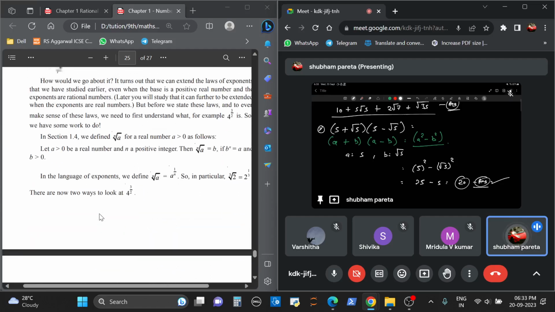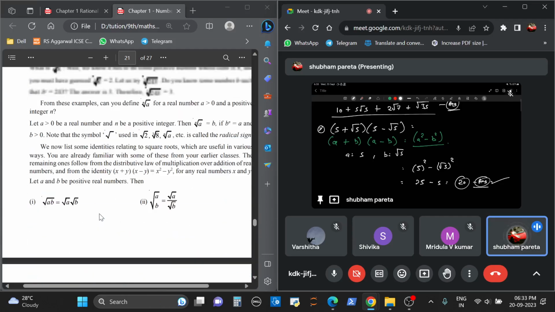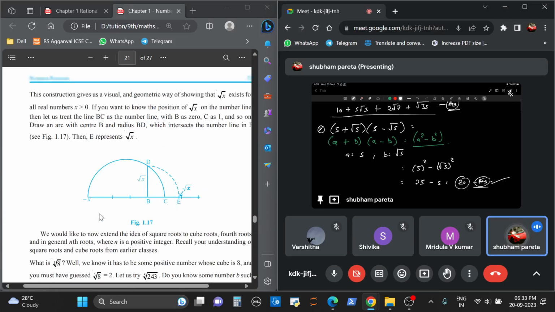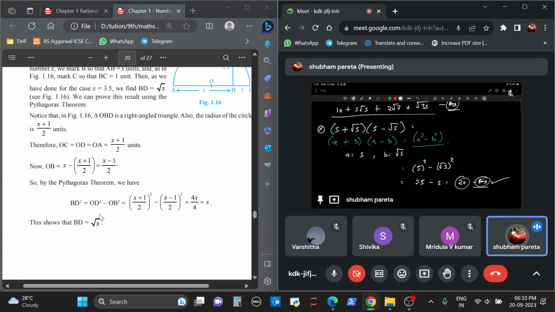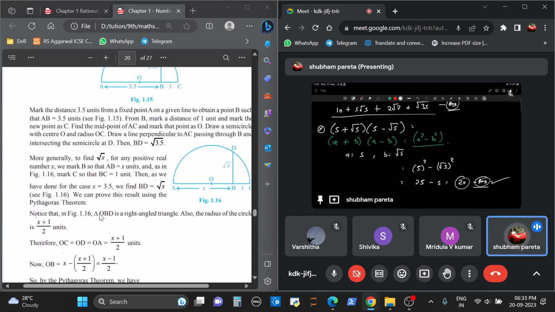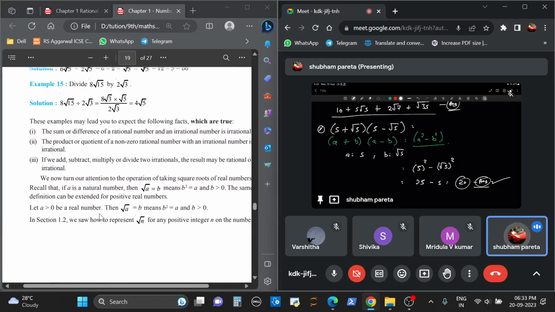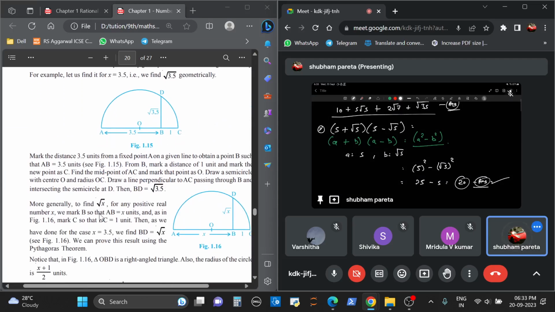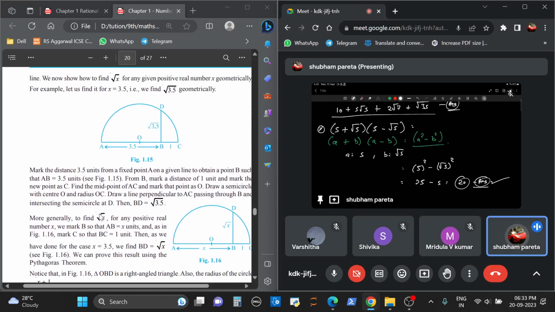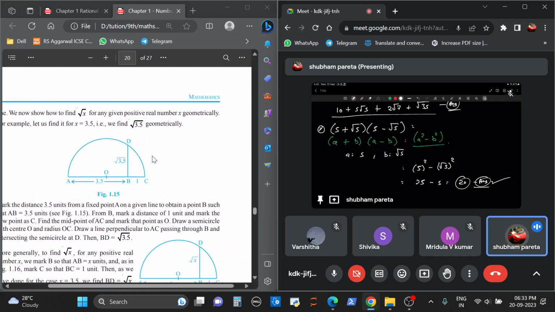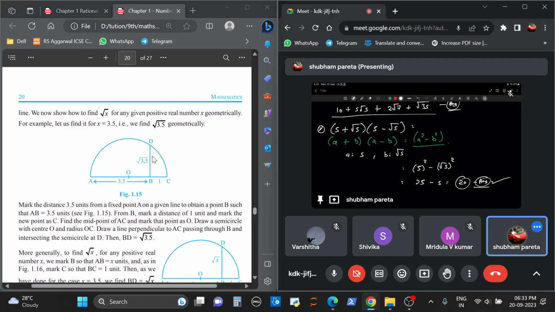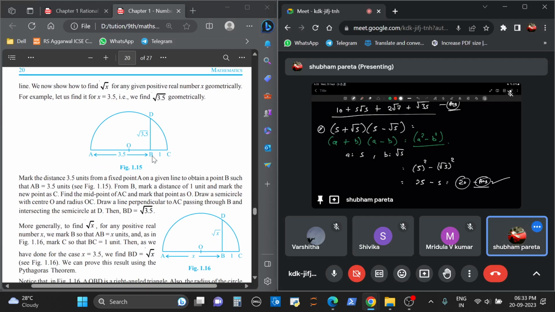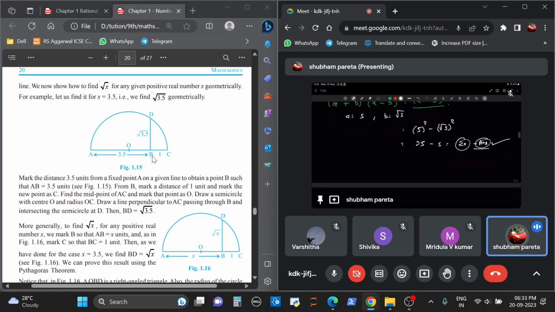But before that there is one more topic, which is the representation of any under root or any irrational number on a number line. What I'm telling you, representation of any irrational number on a number line. So how will you do that? First of all, that we will look at.